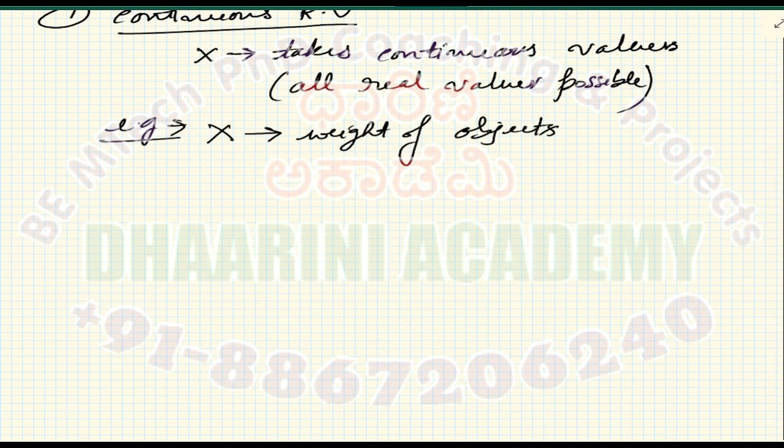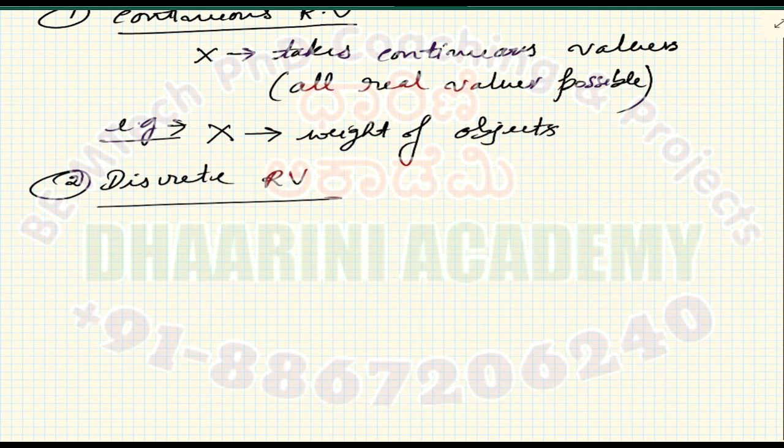Okay, now let's go to the second case, which is called the discrete random variable. Now what does it mean? It can take all possible infinite values, but it has to take countably infinite values. You should be able to count, but there are infinite possibilities.